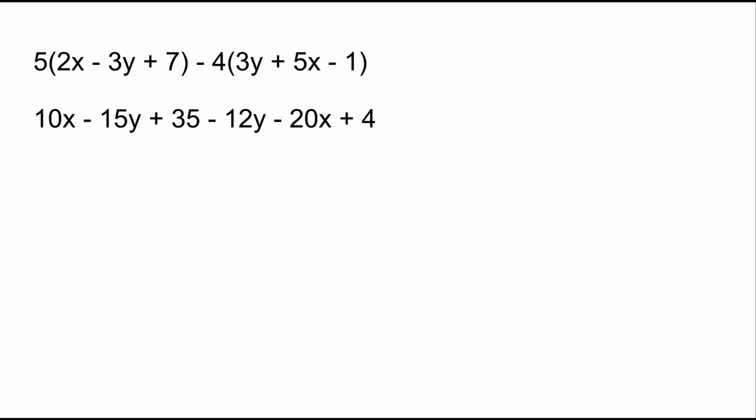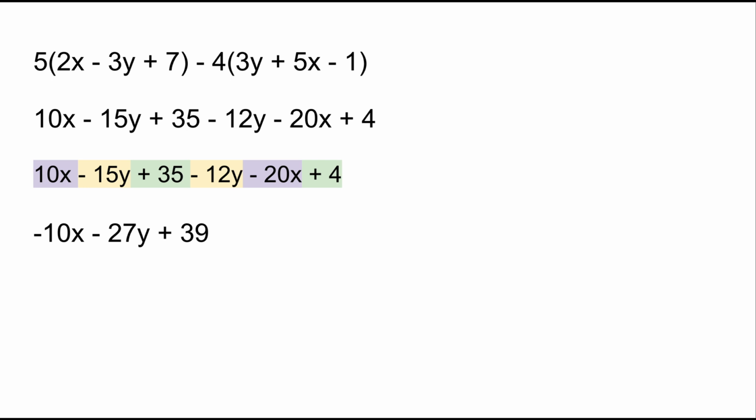And now we have the easy job of just combining our like terms. So let's look closely. I went ahead and highlighted them to help our eyes focus, but let's start with the x's since 10x is first. We have 10x and a negative 20x, which will give us negative 10x. And then we look at our y's. We have negative 15y and negative 12y, which gives us negative 27y. Then 35 plus 4, which gives us 39. This is the simplified expression. So when you see something big like this, don't grow weary. One step at a time, you can do it.